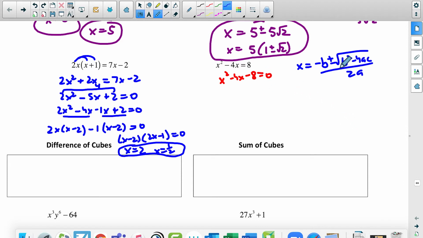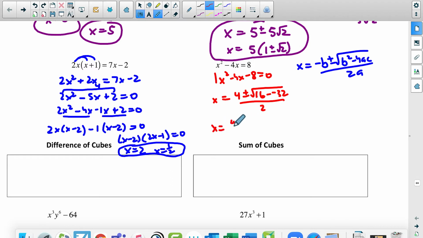Okay, so we're going to plug everything into here. So what's that look like? Well, our a value is 1, our b value is negative 4, and our c value is negative 8. So x equals negative b, that'd be negative negative 4, which is positive 4, plus or minus. B squared, that's negative 4 all squared, which becomes positive 16, minus 4 times a, which is 1, times negative 8. So it's going to be negative 32. Let's save a step, and I'm going to write negative 32 in here. So it's minus negative 32 all over 2a, that's 2 times 1, which is just 2.